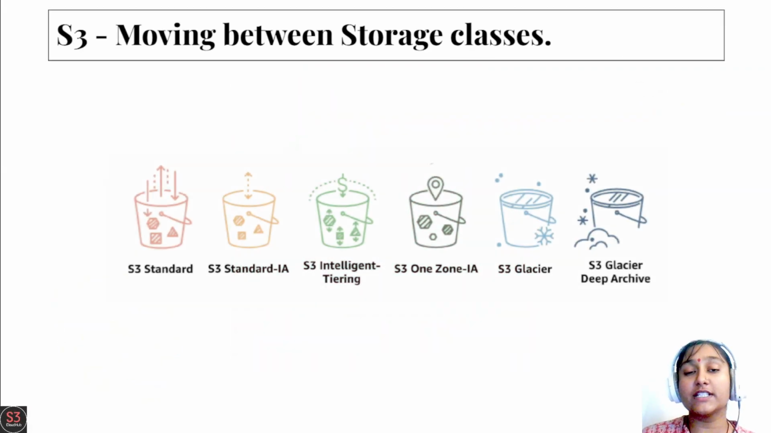So let's start. Let's take some introduction on how to move our objects between storage classes. Let's say I want to move my object from standard storage class to standard IA, and then change my storage class to intelligent tiering, and so on to one zone IA, Glacier and Glacier Deep Archive. I can do all this by a manual process, changing the storage class of the objects at a certain time when I want. But if I want to do this whole process automatically, then I have to create a lifecycle rule for it. A lifecycle rule will automatically change our storage class from one to another.